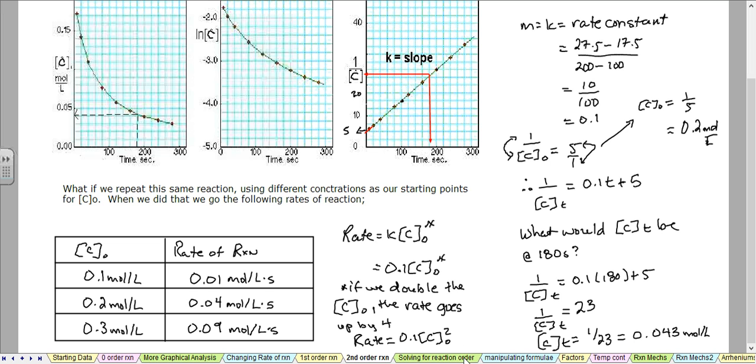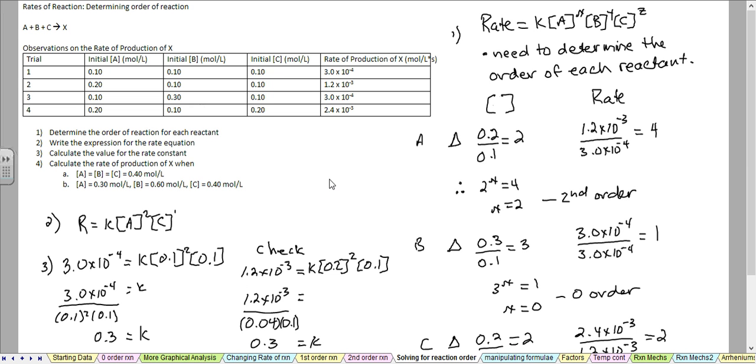And so in the next video series, what we'll be doing is taking a look at how you can use changes in initial concentration and the rate of production of your product, and determining what order each of the reactants is for that reaction. So that will be in our next video series.